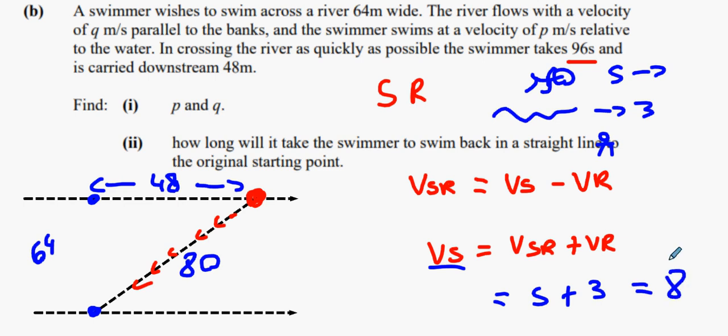Does your equation make sense? It does. Okay? If the river was going in the opposite direction, where it was minus 3, how fast would the observer on the bank see the swimmer go now? 2. That's because that would be a minus 3 instead of a plus 3. So that equation makes complete sense.